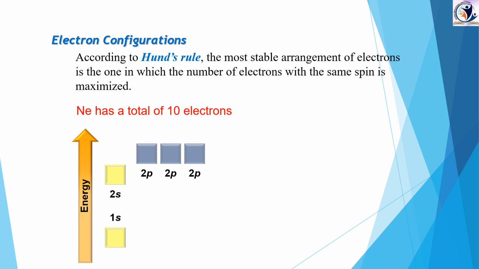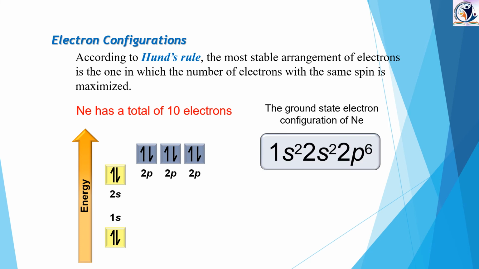Ne, neon, has a total of 10 electrons. Neon is a noble gas, children. It is a stable one. Now look at the arrangement of electrons. Individually they have been filled, afterwards paired. Completely filled. There is no space at all. The ground state electronic configuration of neon is 1s2, 2s2, 2p6.